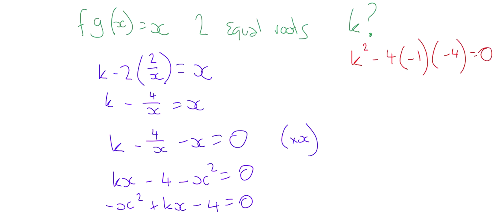We're just going to deal with our discriminant. So I get k squared minus 16 equals 0. So k squared equals 16. So k equals 4, is that right? Good, plus or minus 4. So these are the values of k. That means that this composite function has two equal roots. Okay, that's question 12. All right, I'm going to let you have a go at question 1, and then I will do 1b in a few minutes, but I'll just let you have a go first.